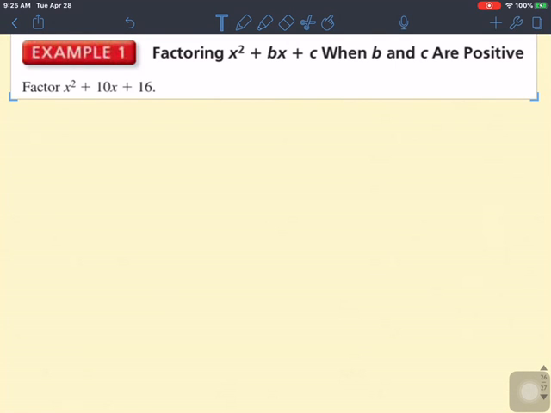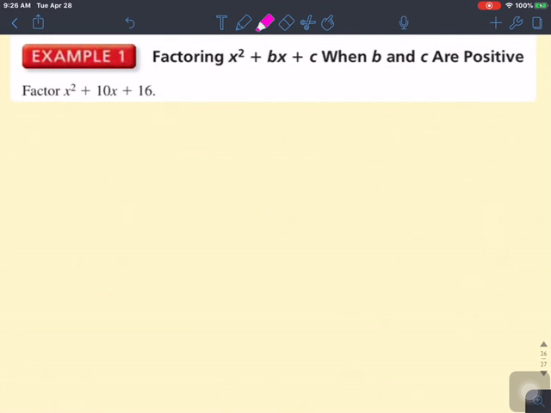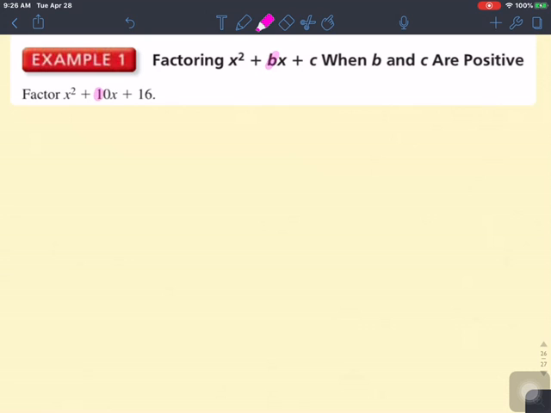Okay, Chargers, we're going to have another example of factoring a trinomial when we have a plus 10x and a plus 16, when b and c are positive. The b and c refers to this number right here, that's a positive 10, and then plus c, that's a plus 16.